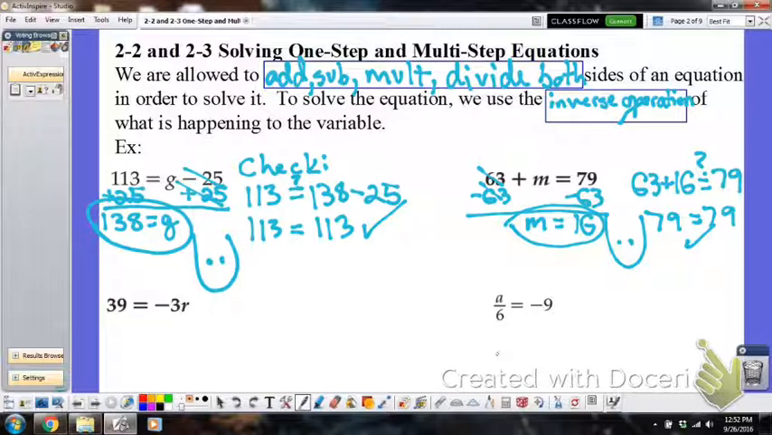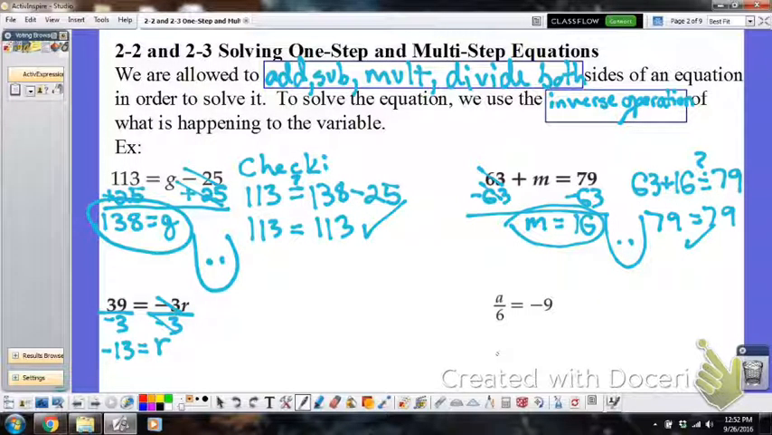The next example, 39 is equal to negative 3r. Remember, right here, we have the operation of multiplication. So to undo multiplication, we divide. So we're going to divide both sides by negative 3. On the right side, we have negative 3 divided by negative 3. That is just 1, so I can cancel those out. So 39 divided by negative 3 is negative 13. And we're just left with an r on the left side, so r is equal to negative 13.